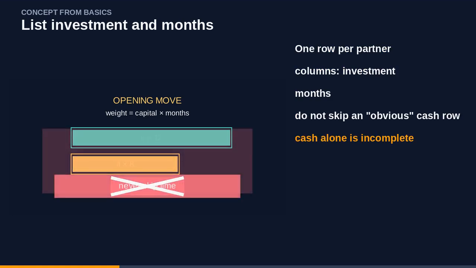First move: one row per partner, investment and months. Do not skip a partner whose cash looks obvious. Writing only the cash column is how the cash-only split sneaks back in.